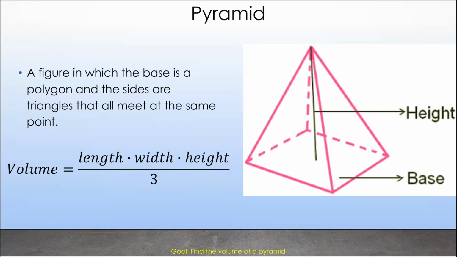So a pyramid is a figure in which the base is a polygon and the sides are triangles that all meet at the same point. My volume is length times width times height, all divided by 3. Notice with the height, if I take the very tippy top point, and I come straight down, this would be perpendicular. Okay?